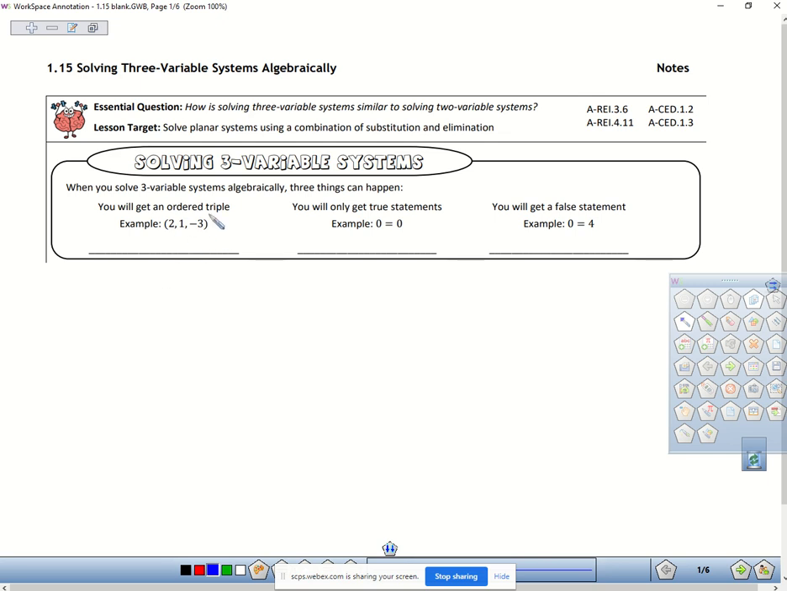And your ordered pairs are going to have three coordinate pieces instead of, sorry, instead of two. So when you solve a three variable system algebraically, three things will happen. The first thing that will happen is you'll get an ordered triple, and that means you have one solution.